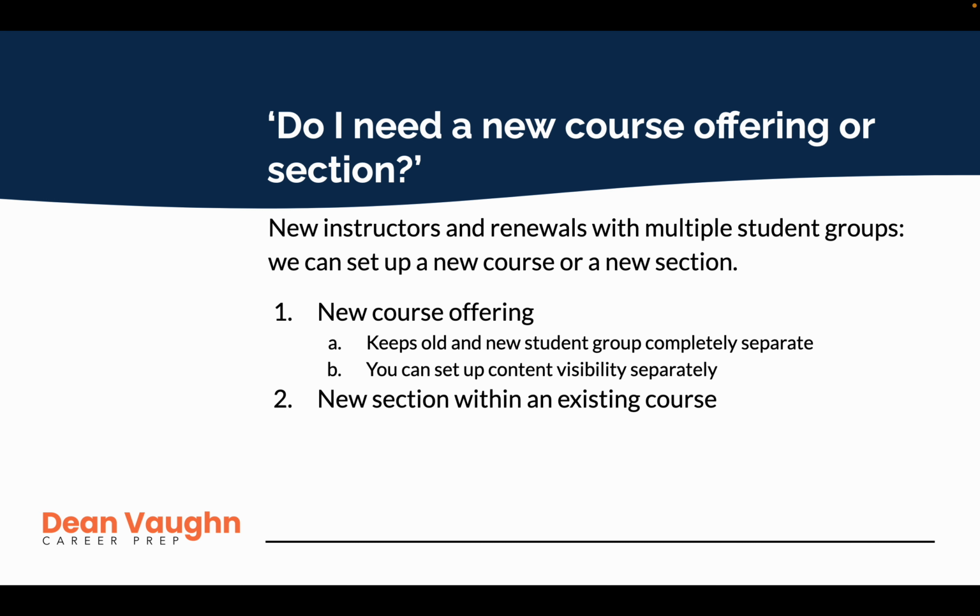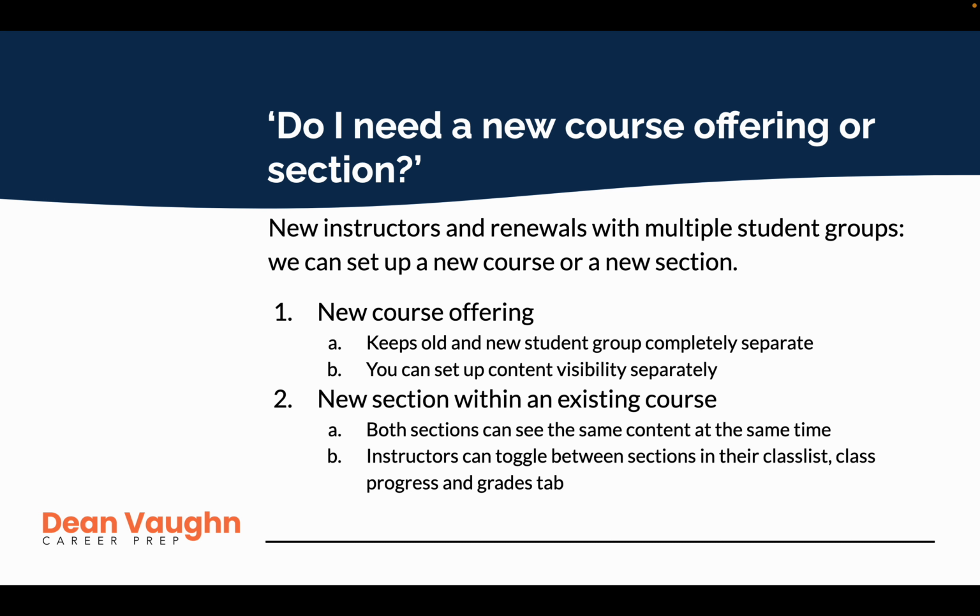The second option is a new section within an existing course. Both sections, or all sections if there are multiple, can see the same content at the same time. Instructors can toggle between sections in their class list page, their class progress page, and their grades tab.